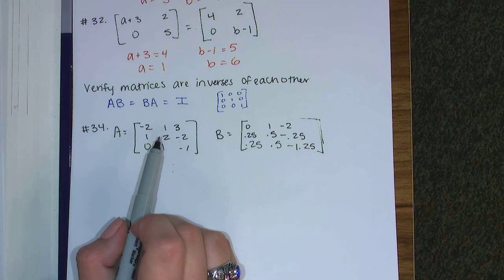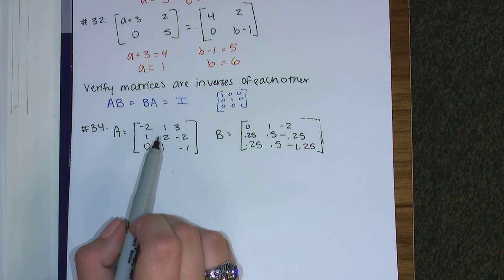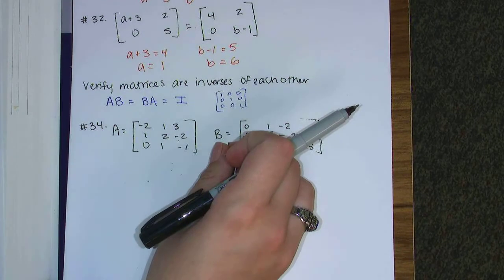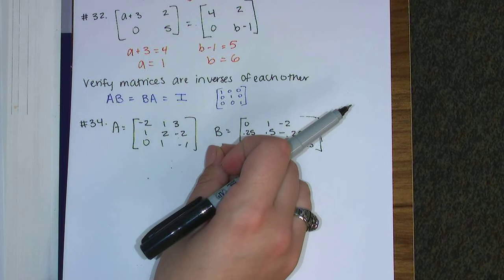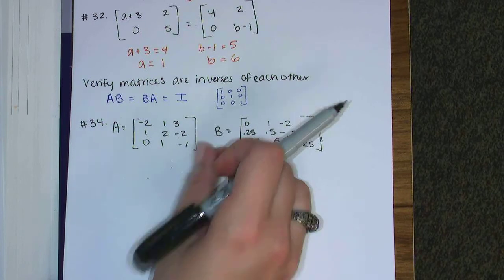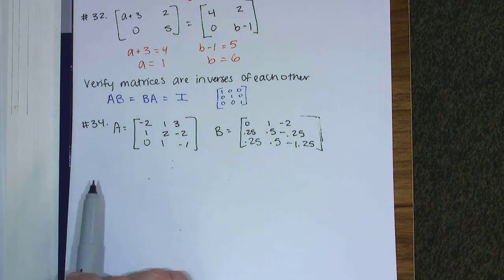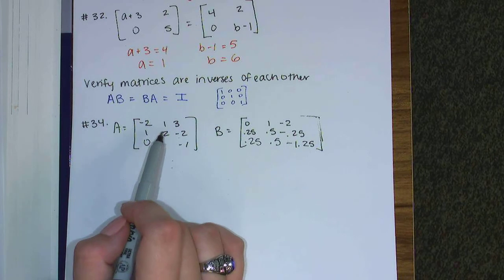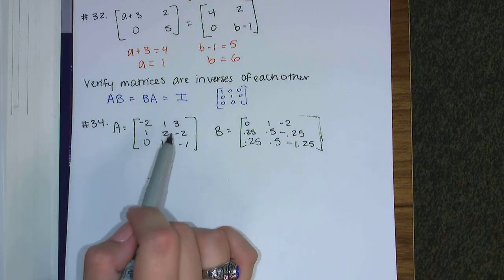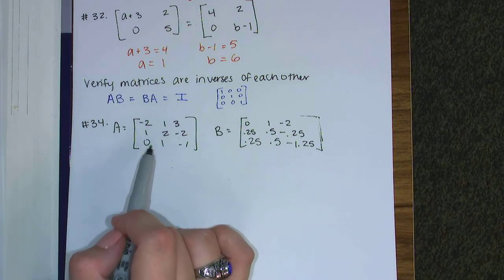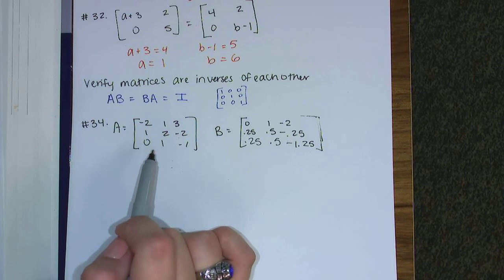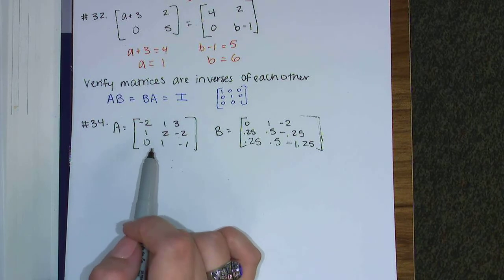Okay, this is why we are typing this in our calculator to verify it rather than doing it by hand, because of all these decimals and stuff that end up being weird, and why I'm not requiring you to find the inverse of a matrix like this by hand. The only ones I'll require the inverse of is a 2 by 2, which we'll look at in just a minute.